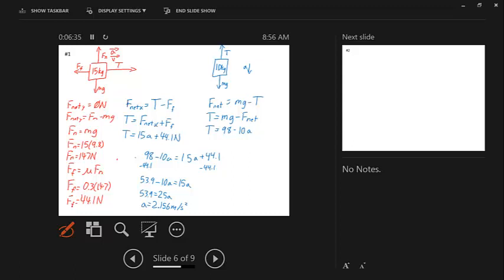Tension is in newtons, yes. It isn't that bad. Okay. So, I'm going to plug it in. I'm going to say tension is equal to 98 minus 10 times 2.156, so tension is equal to how much? 76.5.